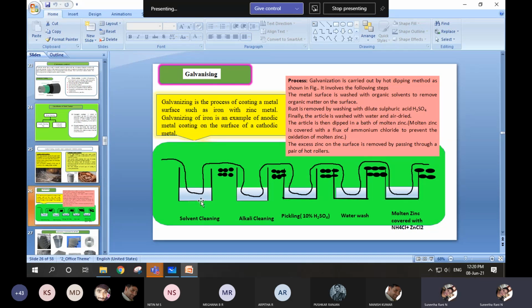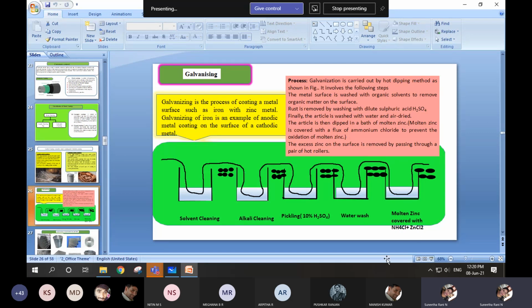The first container contains the solvent which helps in cleaning the base metal. The second container contains an alkali solution, usually potassium hydroxide or NaOH, for cleaning purposes. The third container contains a pickling solution, which is nothing but 10% H2SO4 in acidic condition. I'll tell you what pickling is. The fourth container contains a water wash, which contains water. And the fifth container contains molten zinc, which is a mixture of ammonium chloride and zinc chloride.